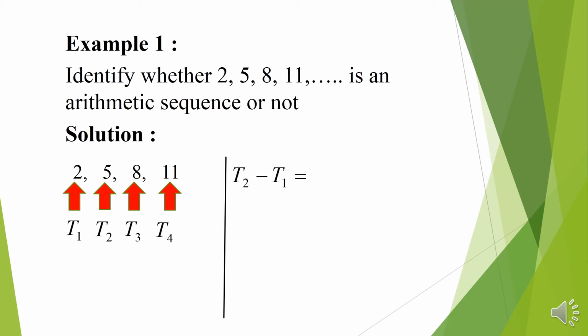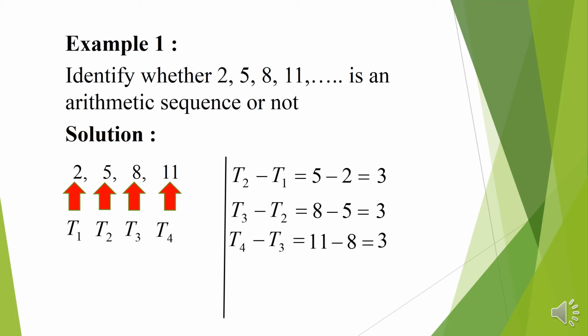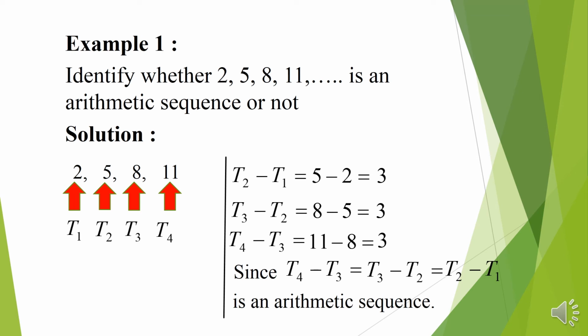So what we do now is take the subtraction. T2 minus T1 is 5 minus 2, which equals 3. Then we go to the next set. T3 minus T2 is 8 minus 5, which is 3. And the last one, T4 minus T3, is 11 minus 8, which is also 3. From the three sets of answers here, we found that all give the same value of 3. Since T4 minus T3 equals T3 minus T2 equals T2 minus T1, we can say this is an arithmetic sequence.